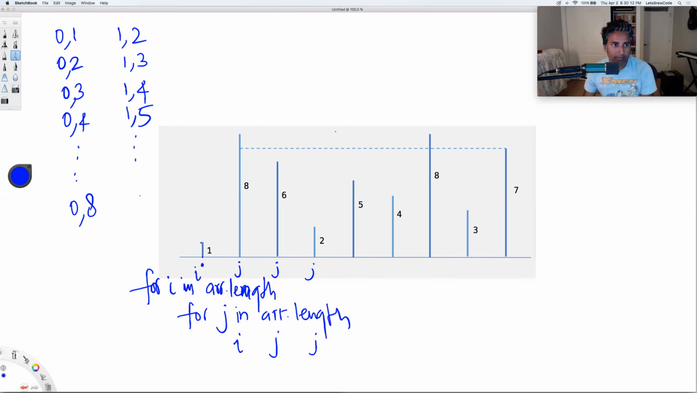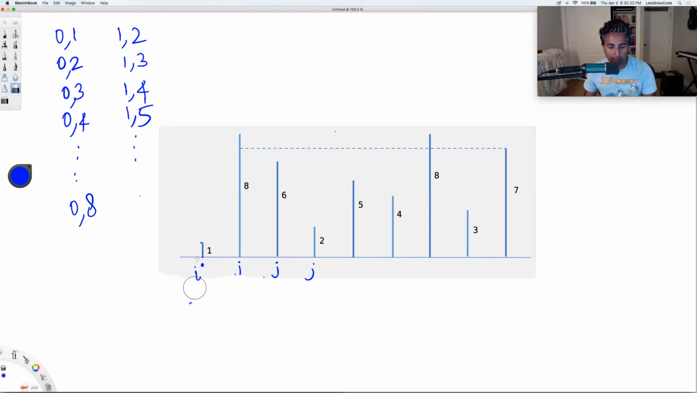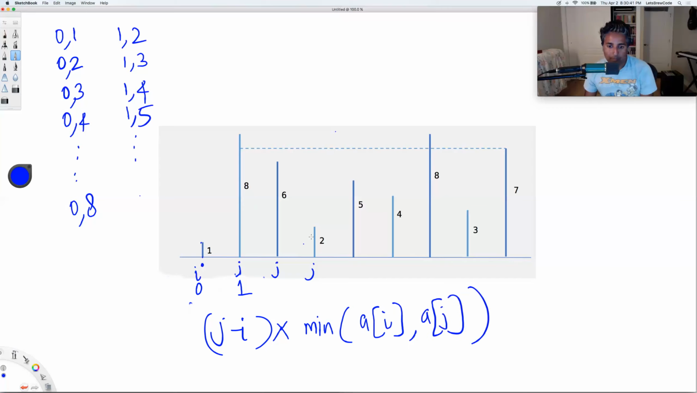Okay, so let me rub this. Let me rub this guy and let's try. Suppose i is 0 and j is 1. Then the area of the square will be j minus i multiplied by minimum of A[i] and A[j], right? Whichever one is the minimum, in this case 1 is minimum, that will be the area. That will be 1 unit area. Then we move j to here. So this becomes 2. Then once again, similar logic, j minus i multiplied by minimum of A[i] and A[j], which is once again this area now.